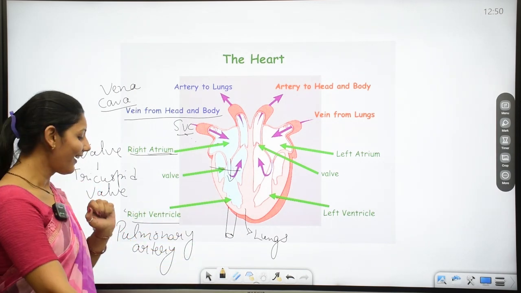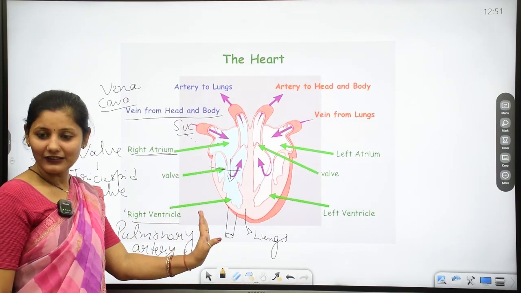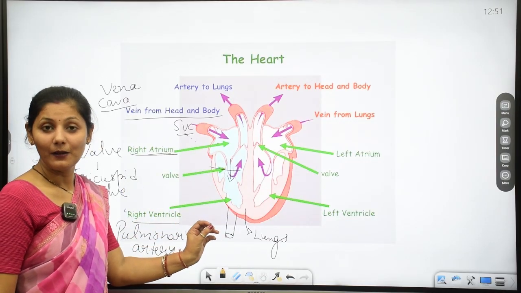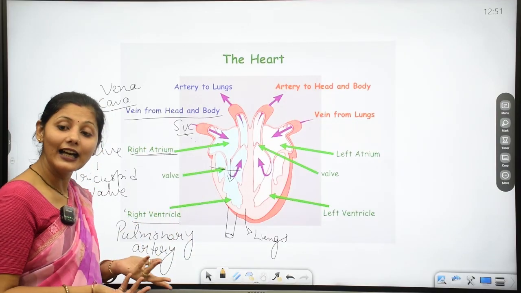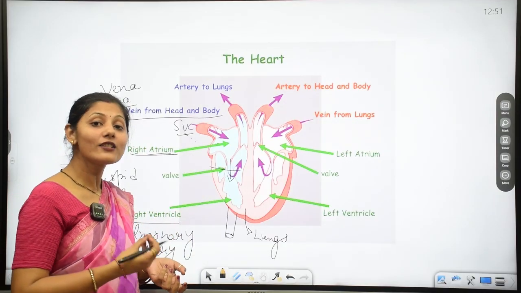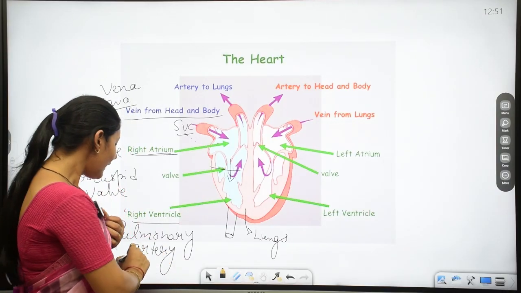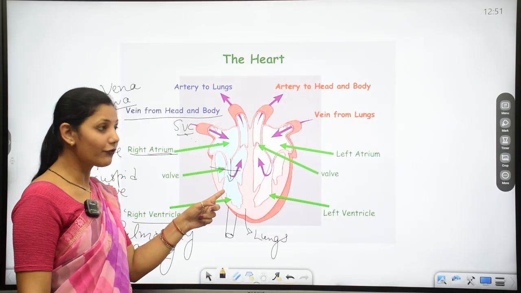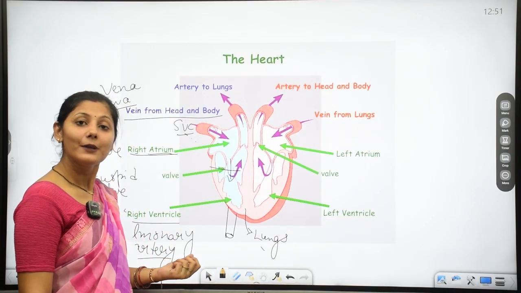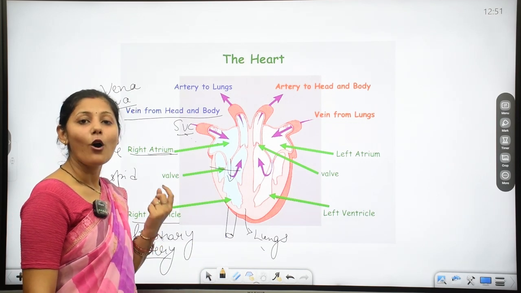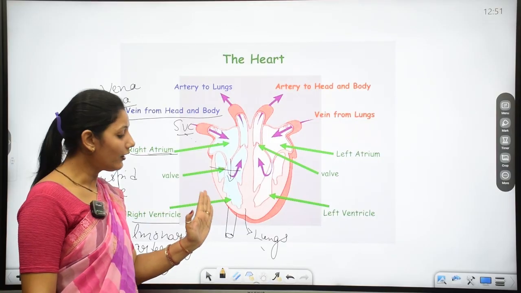Now see, you know that the blood which is coming from the right hand side of the heart is deoxygenated, and we are saying that this is a pulmonary artery. So how can that artery carry deoxygenated blood? This is an exceptional case. We call it artery because it is carrying the blood from the heart towards the body part. That is why it is the artery. But this artery is carrying deoxygenated blood, which is coming from the right ventricle to the lungs.